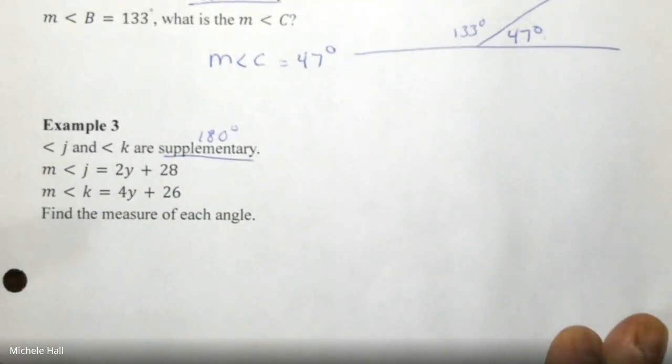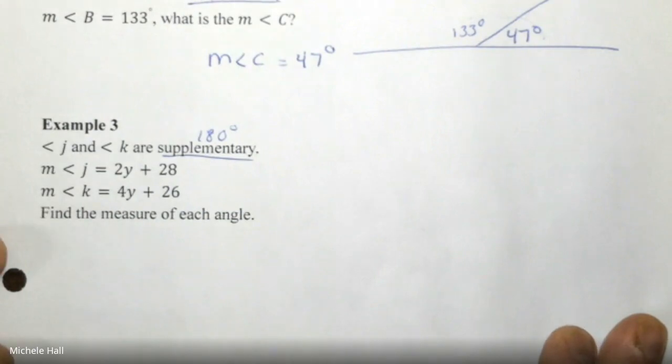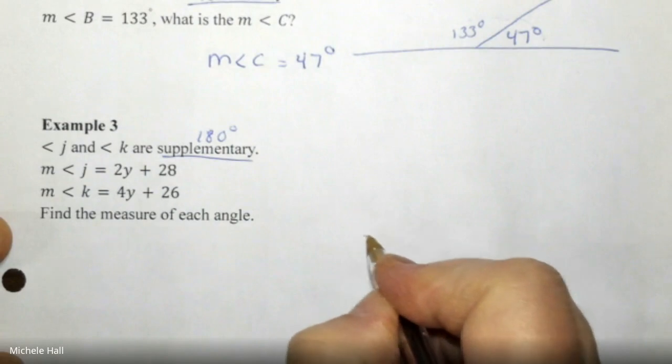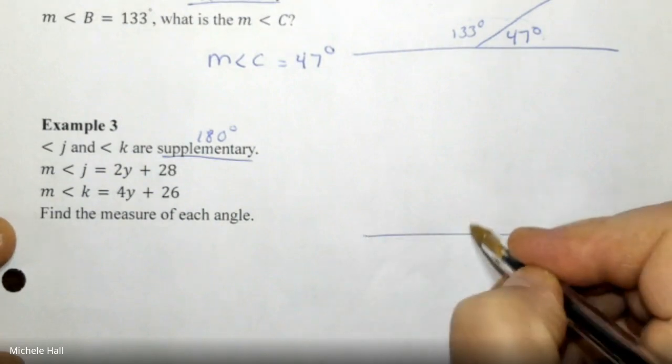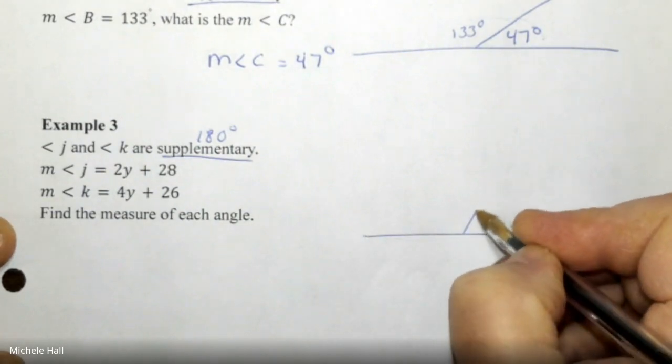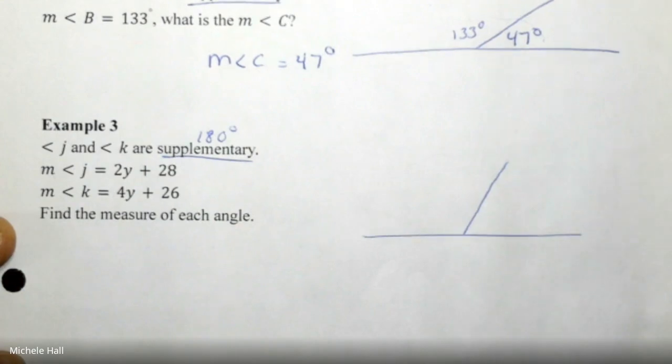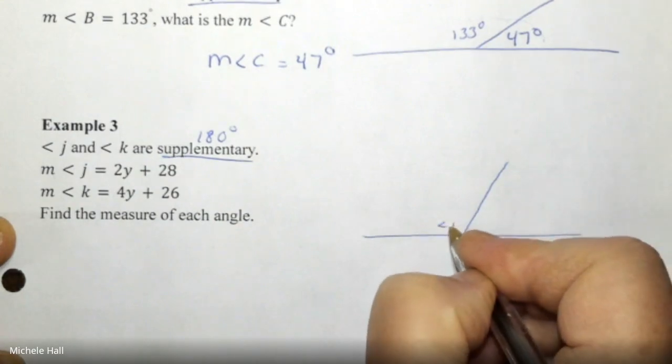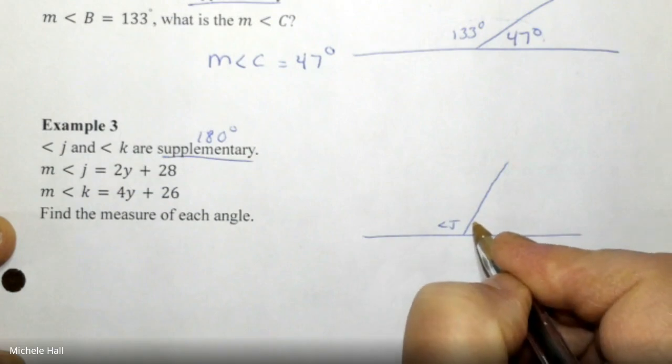All right, so I have two angles and they're supplementary. Do I know either angle, how much either angle is? No, so I'm going to draw a straight line. And I'm just going to draw some angle. I don't really know what it is. And I'm going to say that this is angle J. This is angle K.